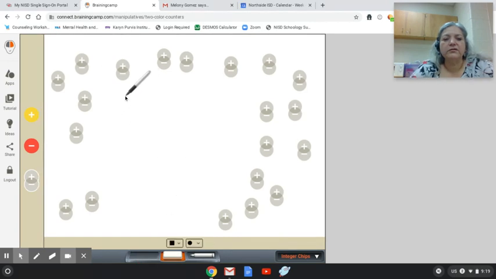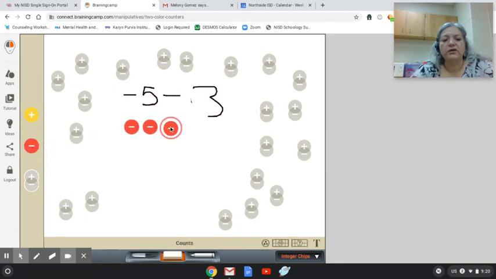Let's do this one. I'm keeping the numbers small. Actually, I need to erase that. -5, taking away 3. Oops, I need the marker. Okay, so again, we have negatives: 1, 2, 3, 4, 5. Whatever you put on the board, if you see a minus sign, you're only putting the first number. Then you determine what you need to do.